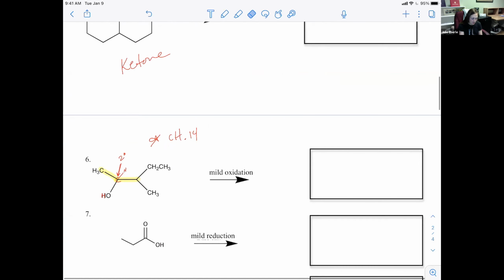So everything else on your molecule, we'll call this R, and we'll call all of this R prime. That stays the same.